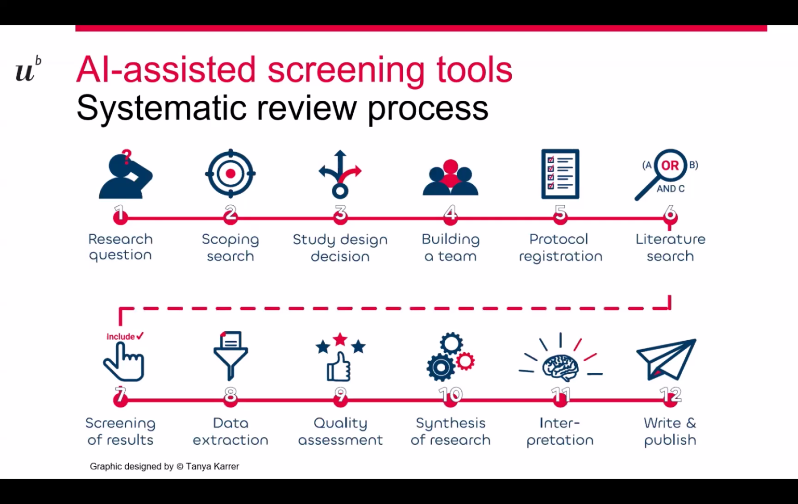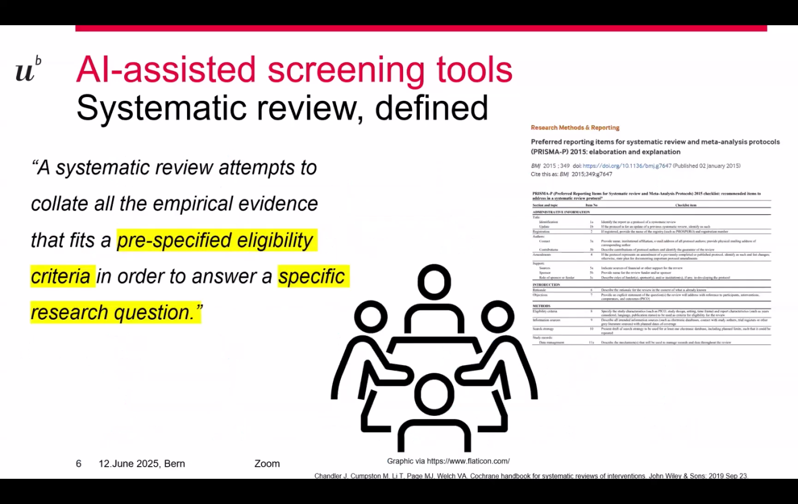In the systematic review process, there are various steps you have to take before you even get into the screening process. As you can see, screening is the seventh step. There is a research question that has to be formulated, a scoping search, building good inclusion and exclusion criteria, assembling the team, and so on. And it's important to know how a systematic review is defined. You need pre-specified eligibility criteria and a very specific research question. And of course, this is protocol driven, and this is driven collaboratively.